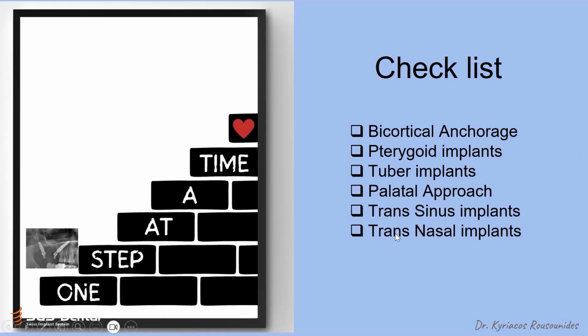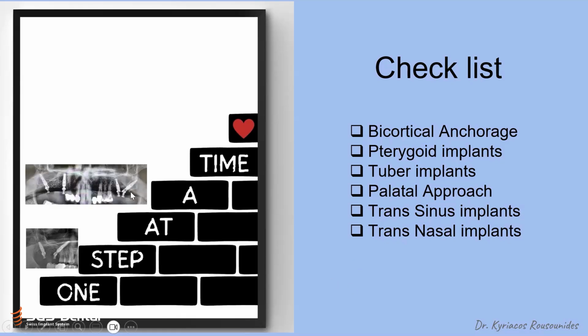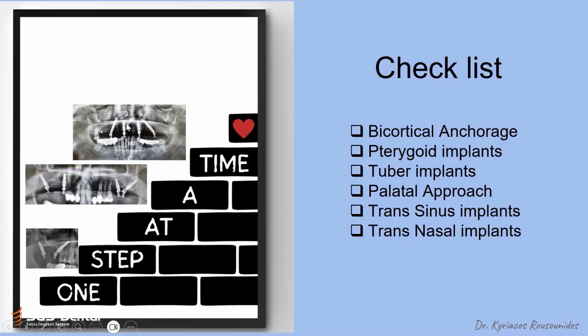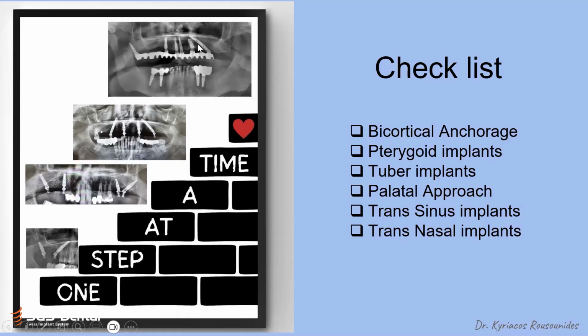We also have the palatal approach. The palatal approach is the approach that we used here, where we open palatally and insert the implant with this angulation. Then the transsinus implants and the transnasal implants, like we see here and here. Handling this checklist step by step, you will find an easier way to do a full arch restoration.